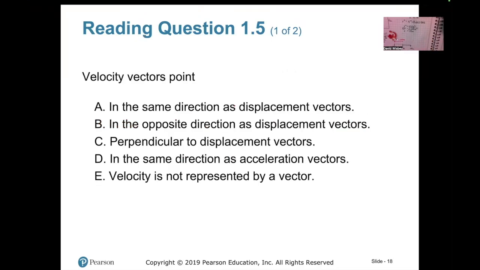Okay, velocity vector. Velocity vectors point in what? Is it A, in the same direction as the displacement vector? B, in the opposite direction as the displacement vector? C, perpendicular to the displacement vector? D, in the same direction as the acceleration vector? Or E, velocity is not represented by a vector? Okay, so velocity vectors point in the same direction as the displacement vector.